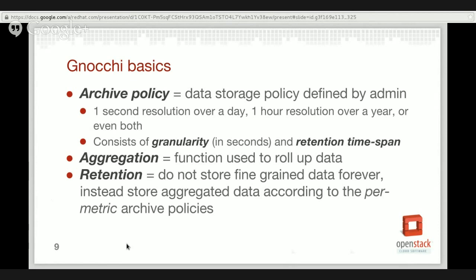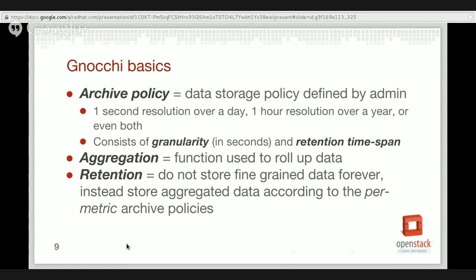Aggregation, as I said, that's simply the function that's used to roll up the data. These are continually running as data is ingested. And you've got all of the usual aggregation functions that you'd expect. So we've got a match for all of the aggregation functions that we have in classic Ceilometer. And in addition, we have some new ones like percentile and median, things that we don't represent in classic Ceilometer. And then retention basically is, as I said before, simply the idea that we store data at whatever granularity for a defined amount of time. And the degree of freedom is per metric.